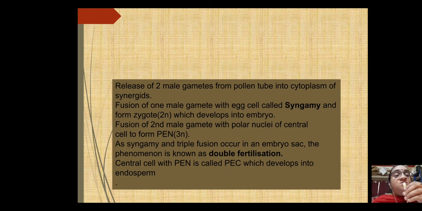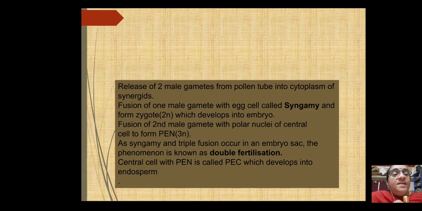triploid. So how many times has fertilization taken place? Twice. One fertilization with the egg and one more with the polar nuclei of the central cell. So it is called double fertilization. The central cell with the PEN is called the primary endosperm cell, which develops into the endosperm, and that is the reason why endosperm is triploid, 3N.